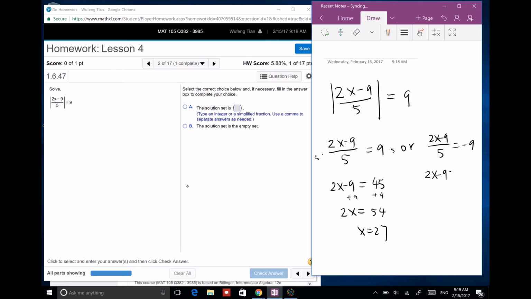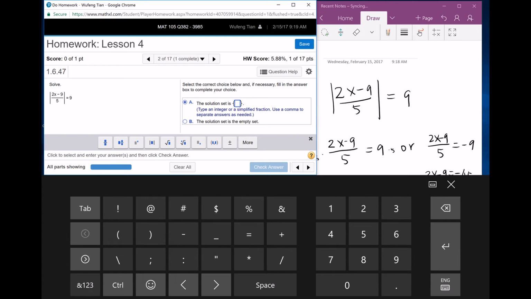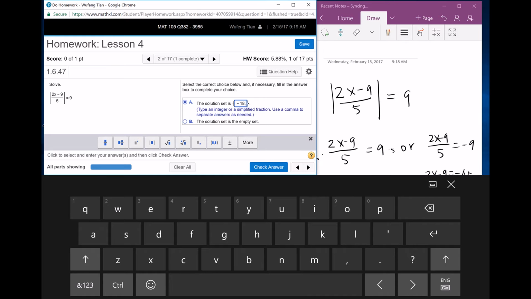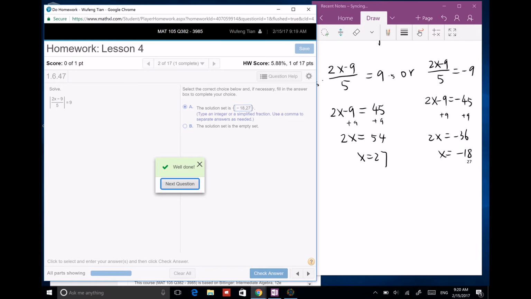2x minus 9 equals negative 45. Add 9, so 2x equals negative 36. X equals negative 18. So negative 18 and 27. Okay.